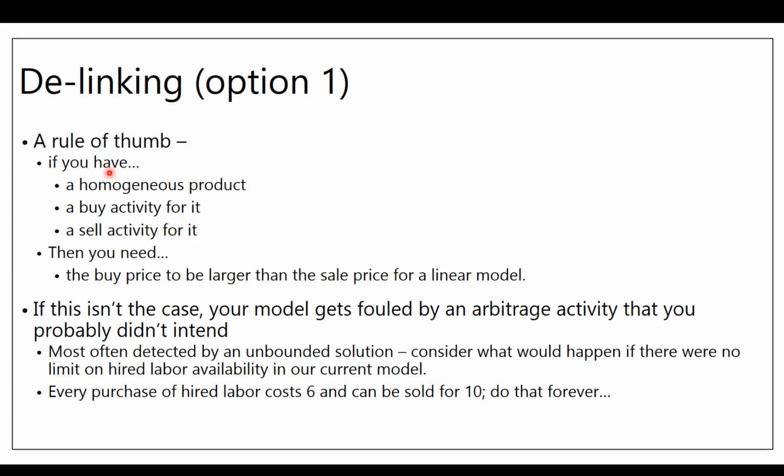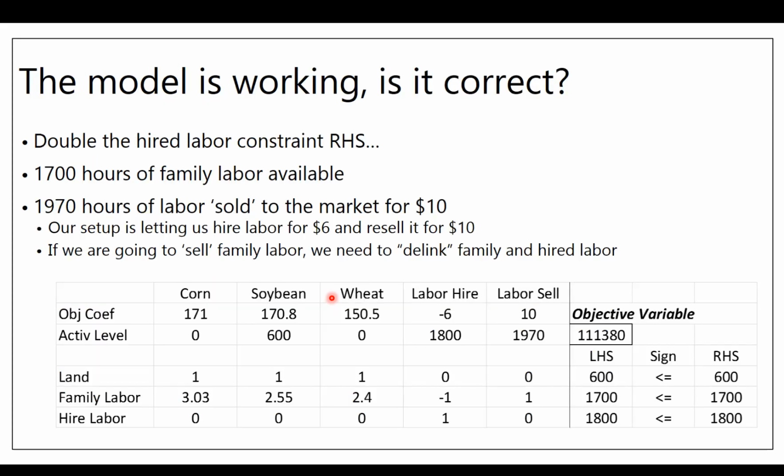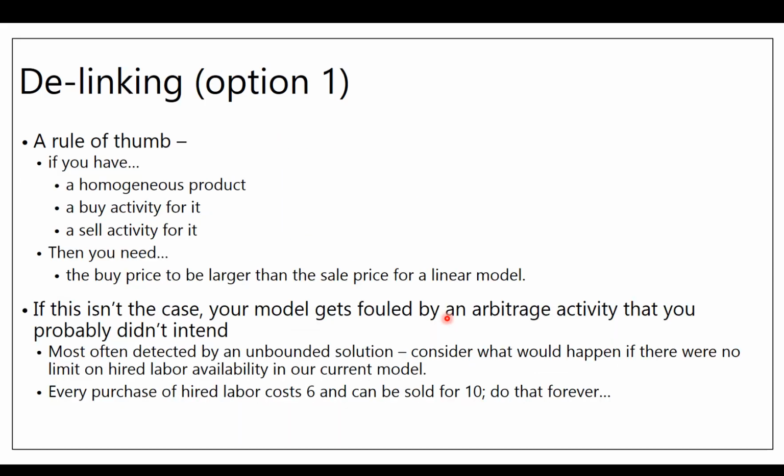Rule of thumb, if you have a homogeneous product, right, so something that you don't differentiate, and you have a buy activity and a sell activity for it, then you need to make the cost to your operation larger than the price that you sell it at in a linear model, right? So that's one way of turning it off, is just being sure that anytime you sell labor, it is at a lower return than you can pay for it. Well, that doesn't fit our family labor versus hired labor case, because we believe the product isn't homogeneous.